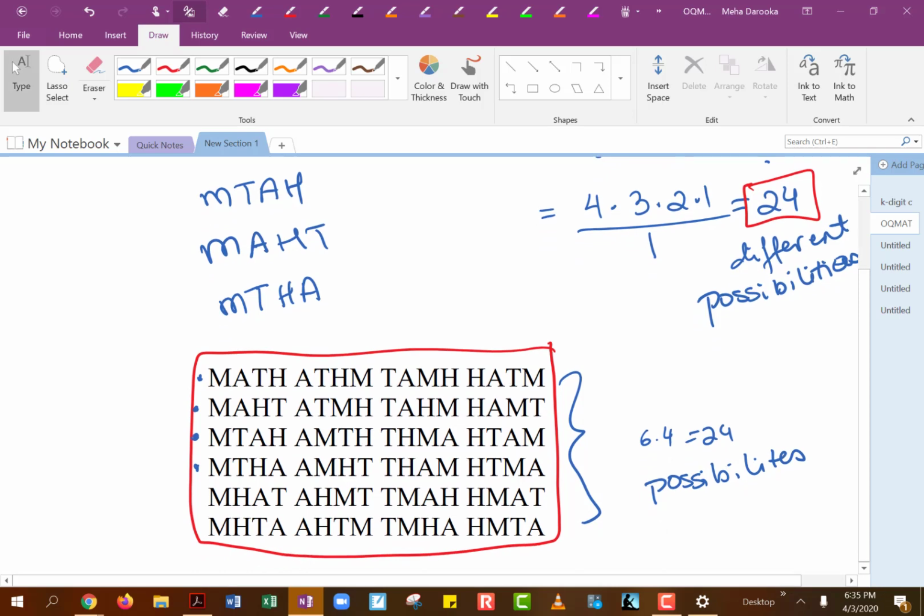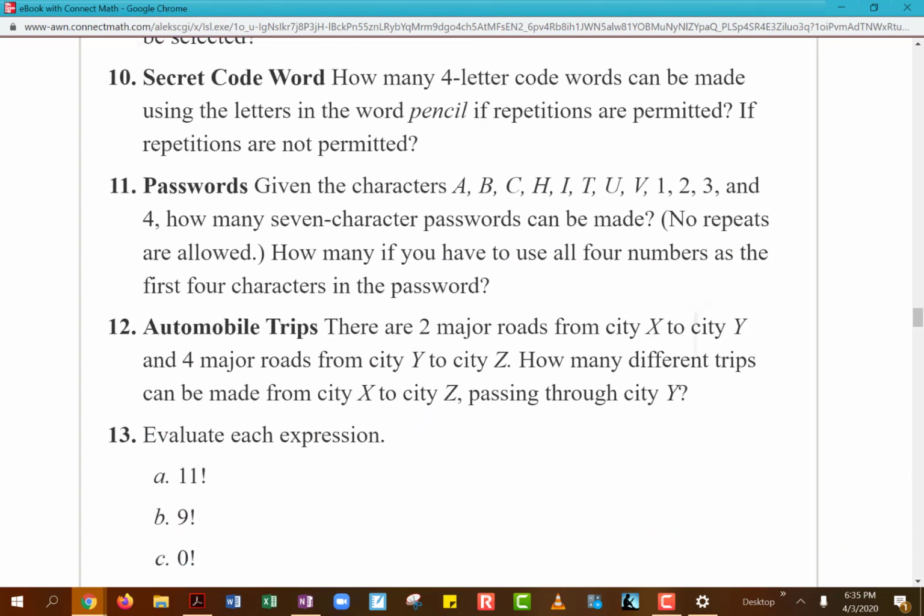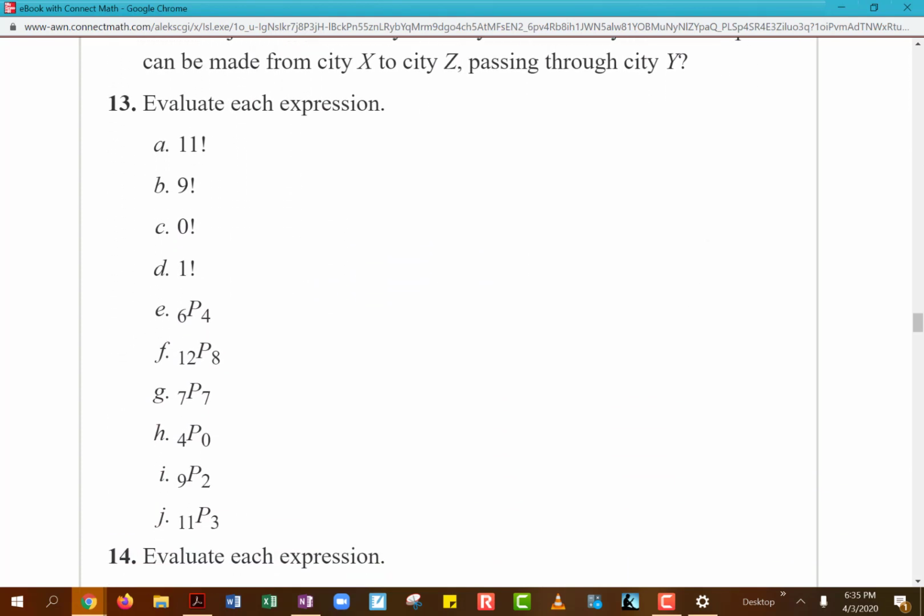I think I have parts A, F, and G selected for us. So let's take a look at those. A, which is 11 factorial. F, which is permutation between 12 and 8. And I think I said G, which would be the permutation between 7 and 7. So let's take a look at these guys over here.